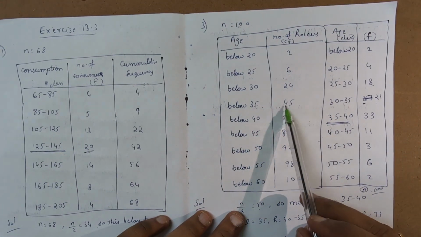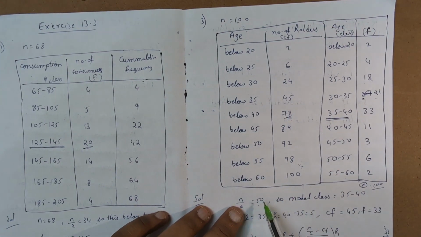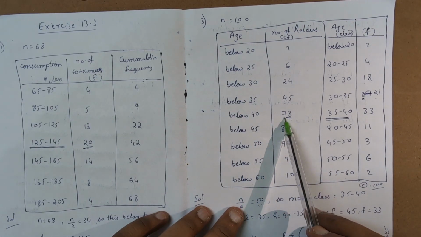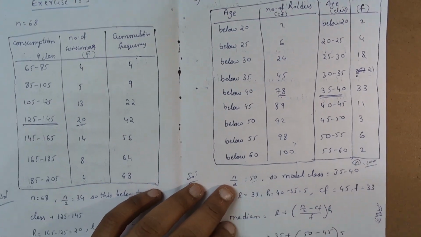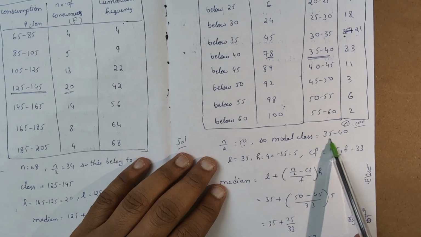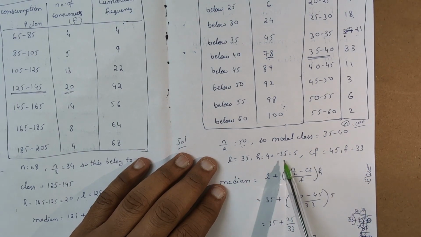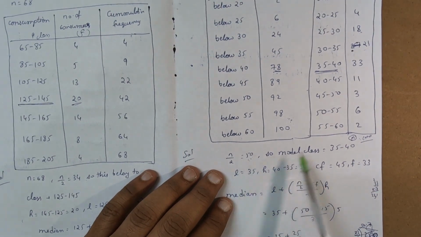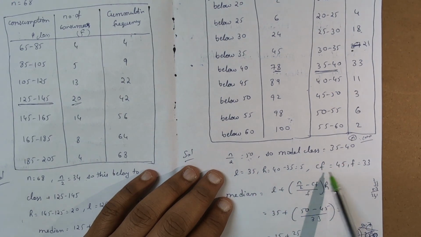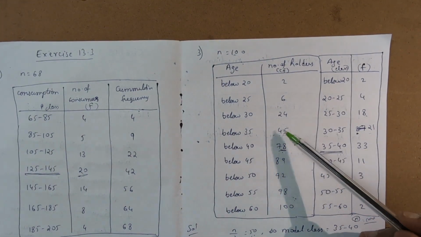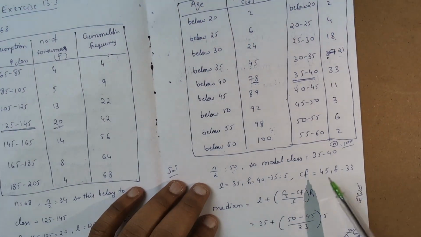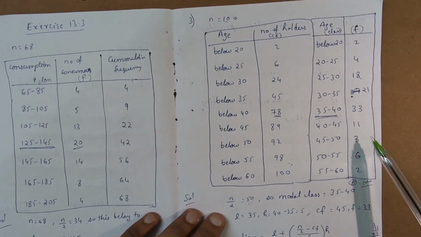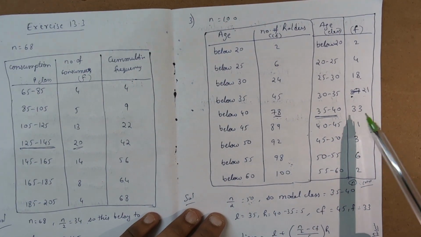Why is 50 here? Because up to here only 45 is present, but our value is 50, so it should come in the next class, that is 35 to 40. So the model class is 35 to 40. H value is 40 minus 35, that is 5. L value is the lowest value, that is 35. CF is the cumulative frequency of the preceding class, so CF is this one, 45. F value is the frequency of the model class, which is 33.